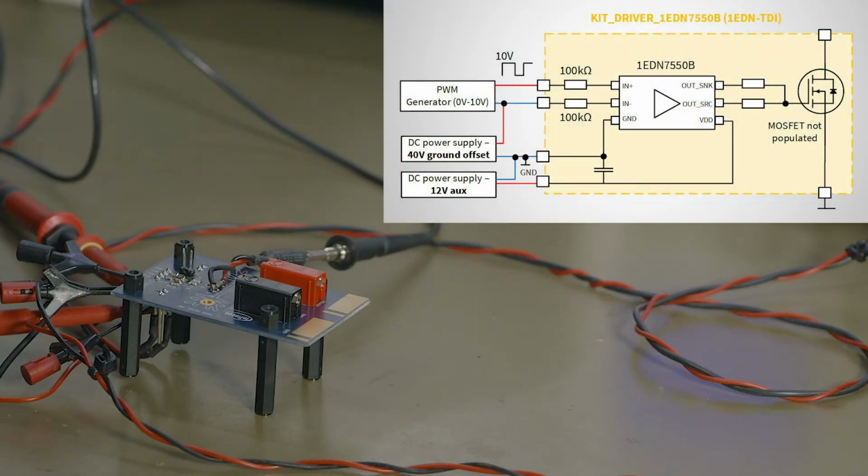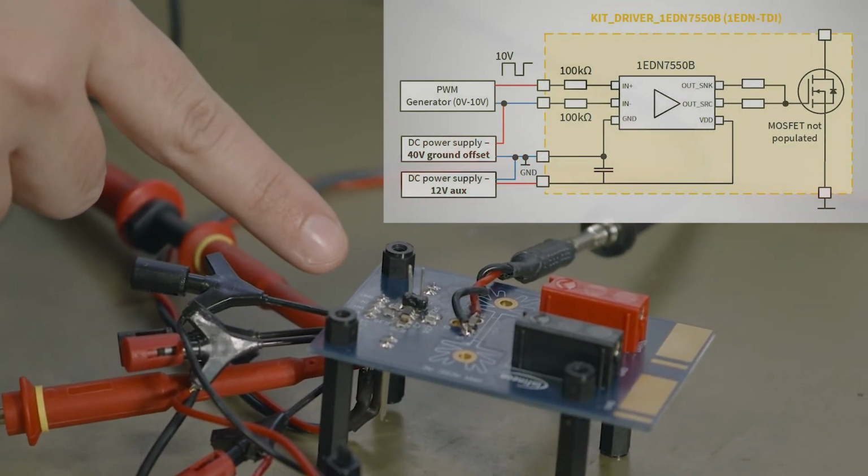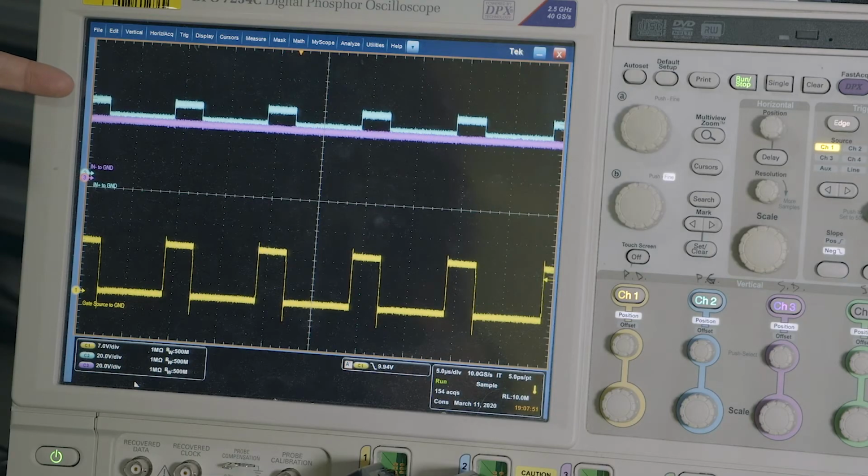Here, the kit driver for 1ADN TDI is running. The kit can be used to test the DC ground shift robustness of the 1ADN TDI. An external DC offset is applied between the EN minus and the ground pin by using an external DC source generator. In blue, the PWM voltage, the EN plus potential. In magenta, the EN minus potential, where EN minus is the ground of the PWM generator, and in yellow, the gate voltage. All the waveforms are referred to the same ground potential, that is the ground pin.